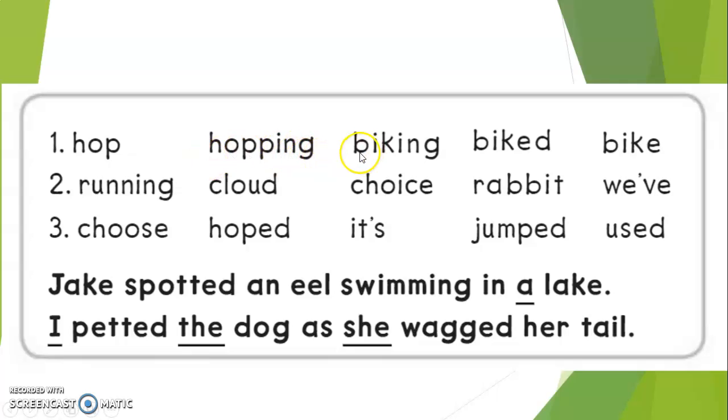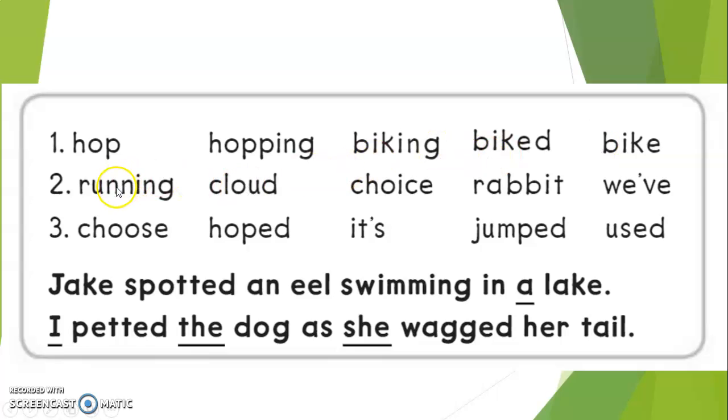Hopping. Let's see if we can read this word. Bike-ing. Biking. Otherwise, it would be bike-ing. Biking. Biked. Here's our root word. Bike. Let's read these words the fast way. Hop. Hopping. Biking. Biked. Bike.